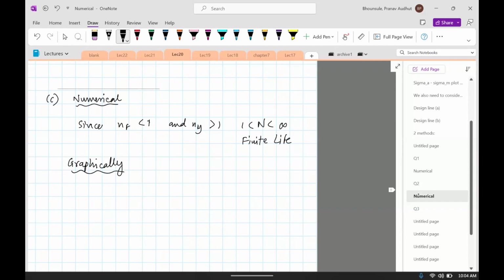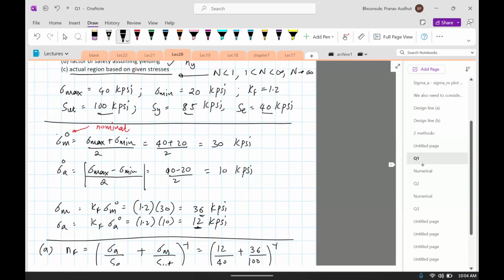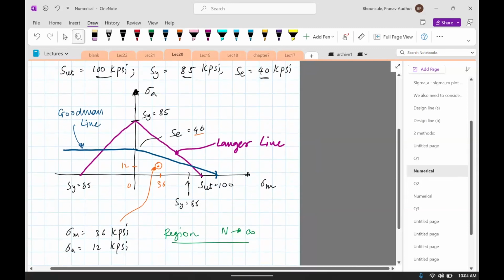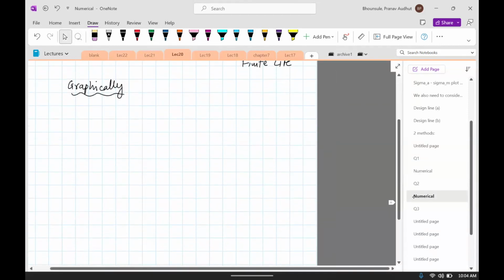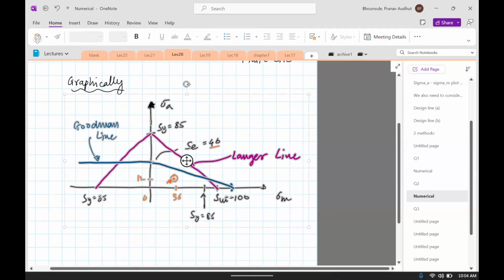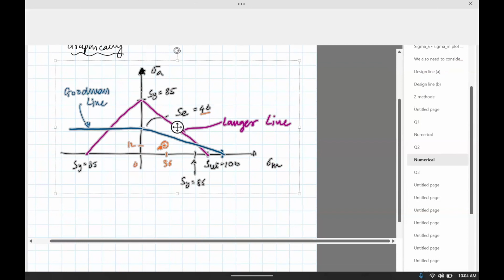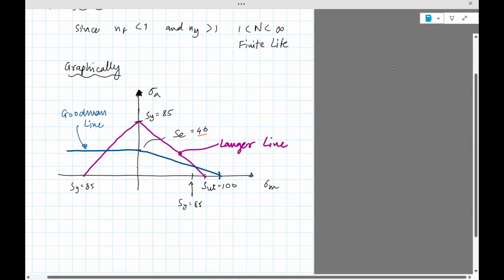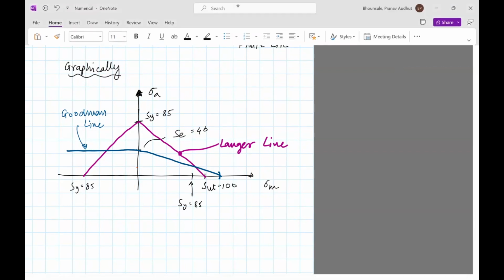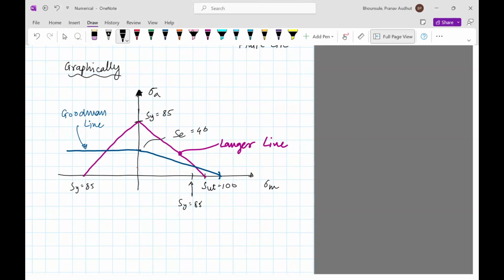Okay, now the good thing is that since the SY, SUT, and SE are the same for this problem, the Goodman and Langer line would be the same. So this same plot holds true. I can just copy this. What is not the same is the point which you're going to plot here. Now, what we need to do is figure out where exactly this lies.